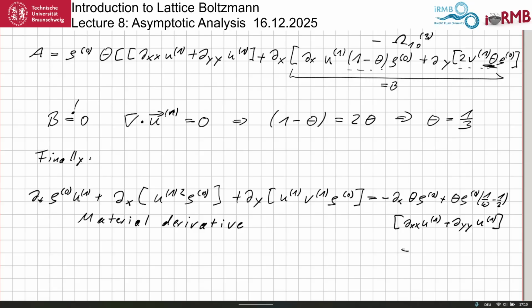Okay, I'll write it a little bit. No, I write it here. Minus omega 1 0 to third order. So now we have the material derivative here. We have pressure here. Yeah, so pressure is theta rho to the second order. Then this here is our viscous part. And what is this?